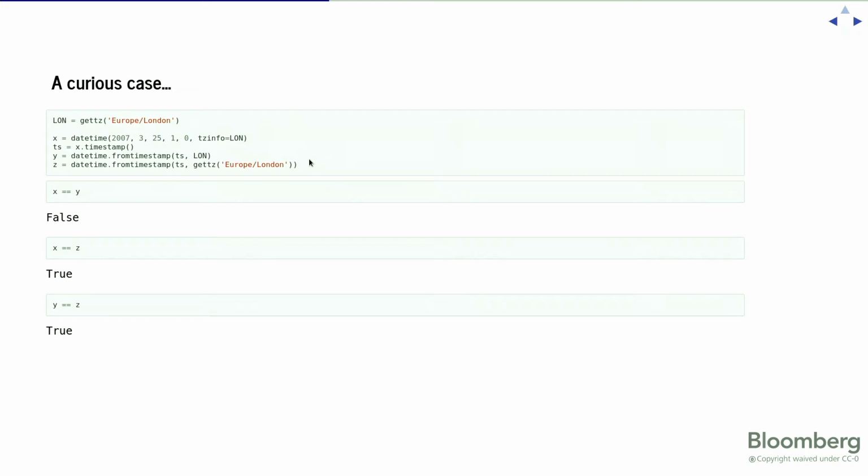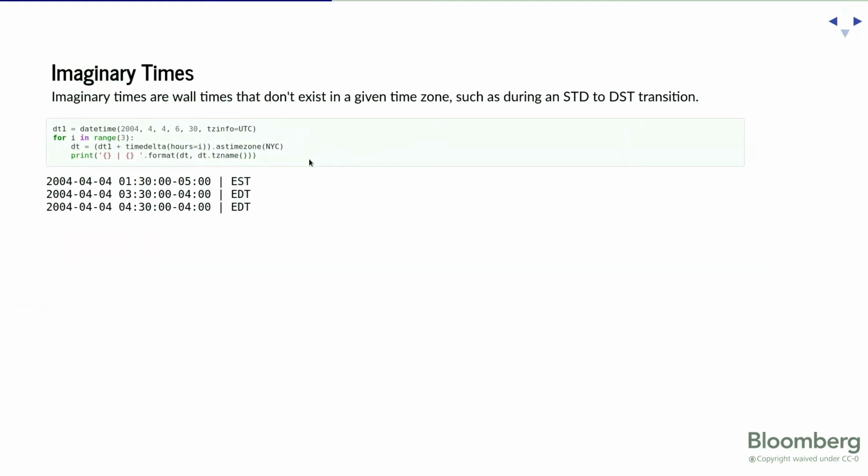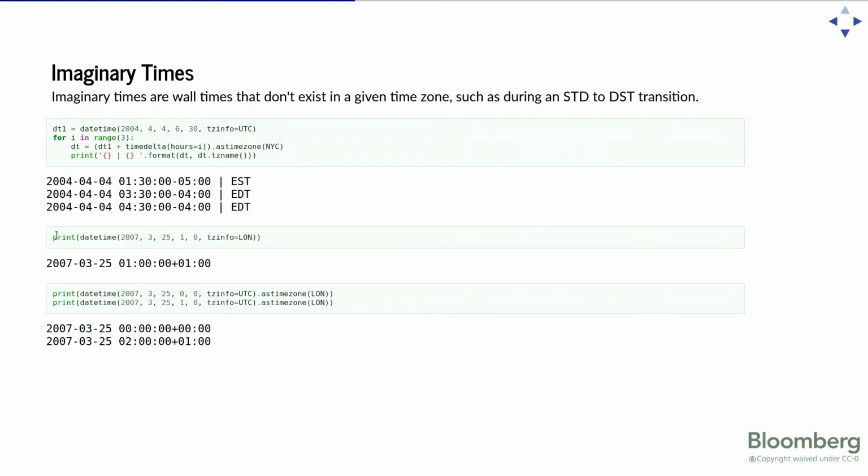What's going on here? So the key to this mystery comes from the fact that x is actually an imaginary time. That's a time that doesn't exist in the London time zone. If you look here, this is during a standard to daylight saving time transition. If you go 1 hour at a time, it goes 1:30, 3:30, 4:30. Python will let you construct an imaginary datetime just fine. It makes no check as to whether this datetime exists. You're just representing it as a structure.